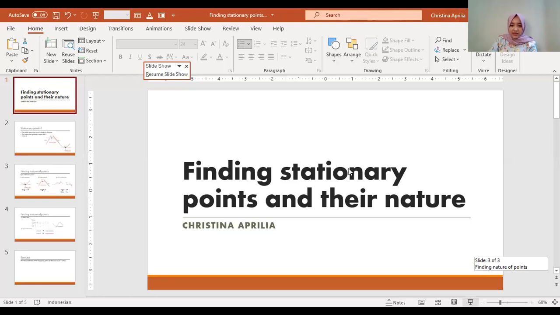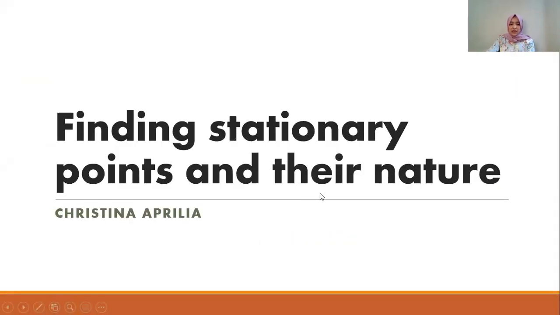So in this lesson, I will show you how to find the stationary point and determine the nature of this point. Okay, so then without taking any longer time, let's get started. I will share my screen first. I hope that you already can see my screen, or maybe still loading, I guess. Okay, so I will maximize. Our topic today is finding stationary points and their nature.